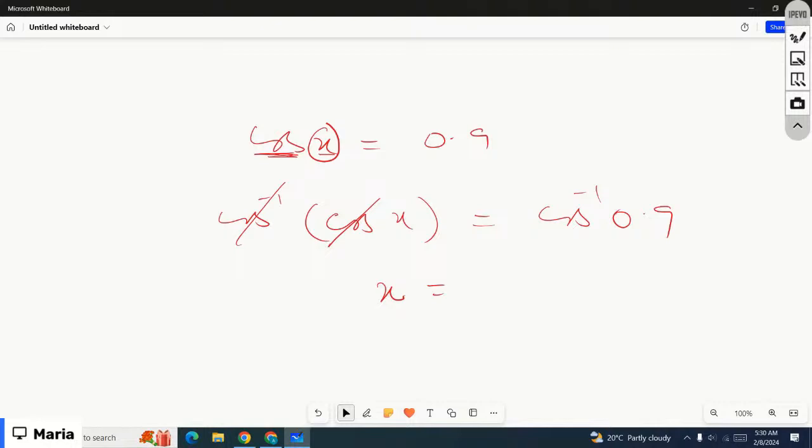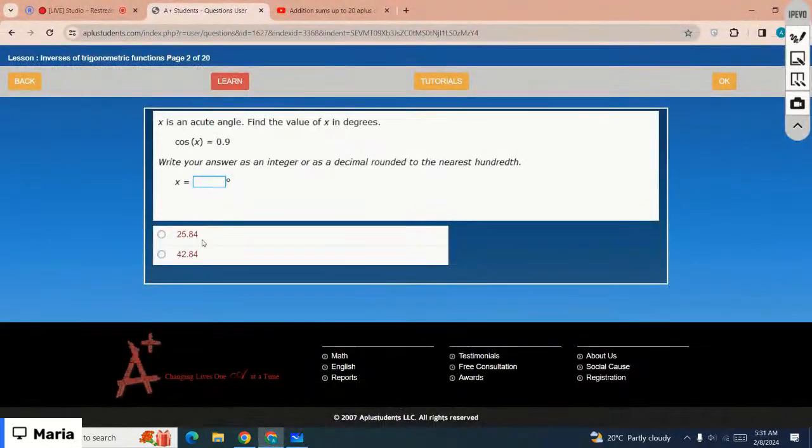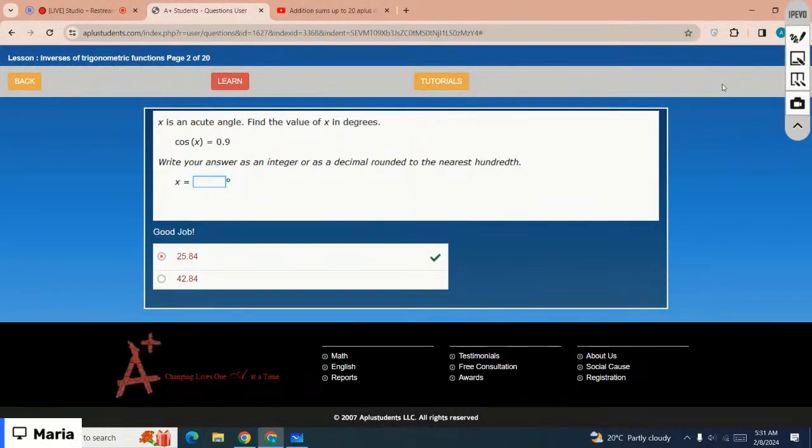And from the calculator, just evaluate cos inverse. You have a shift button. First, you need to press shift, then cos, and type 0.9. The correct option is 25.84 degrees, right? Option number 1 is the correct option, that is 25.84 degrees. Got it?